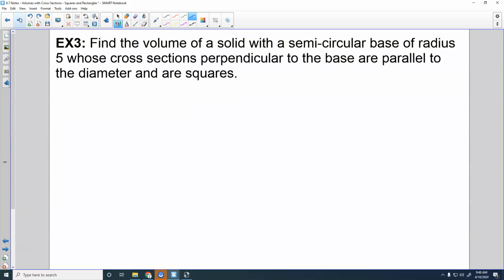All right, find the volume of a solid with a semicircular base of radius 5, whose cross sections perpendicular to the base are parallel to the diameter and are squares. So they have given us a lot of information and no formula anywhere, no equation anywhere. So I know I have a semicircular base.